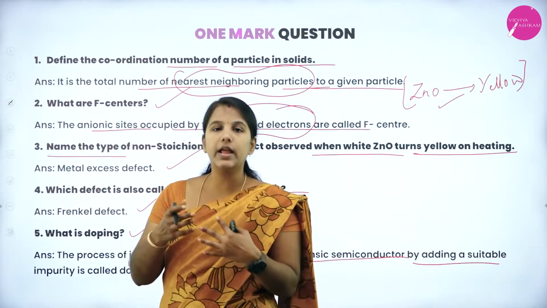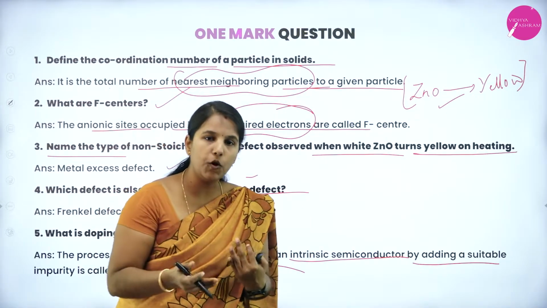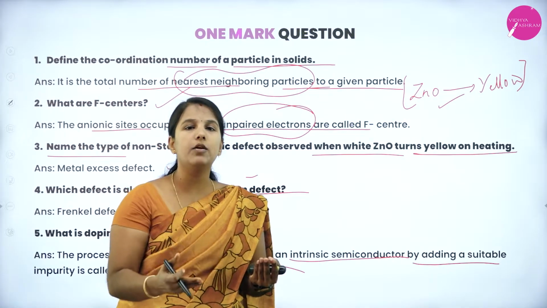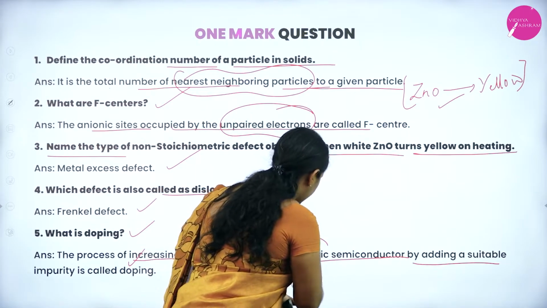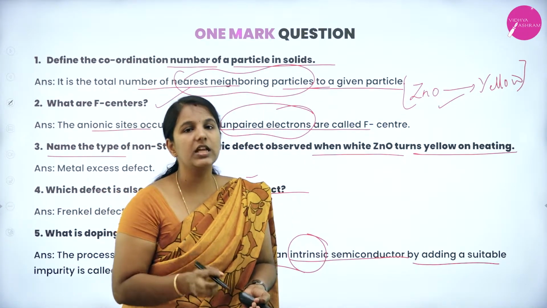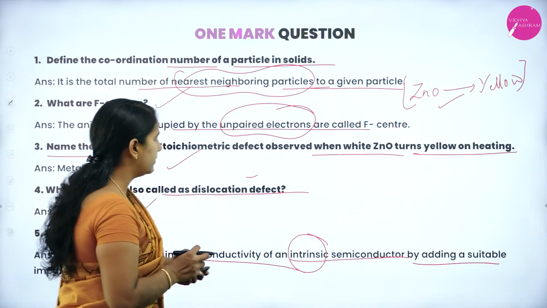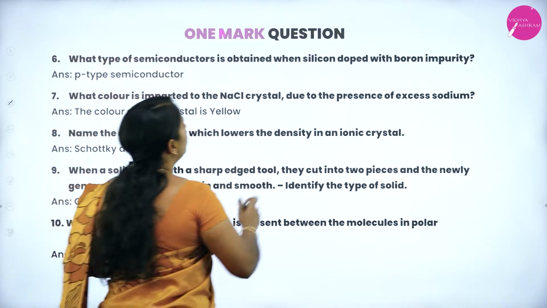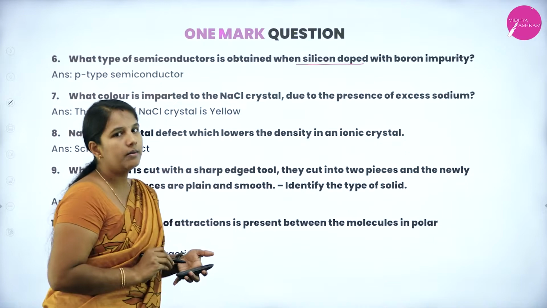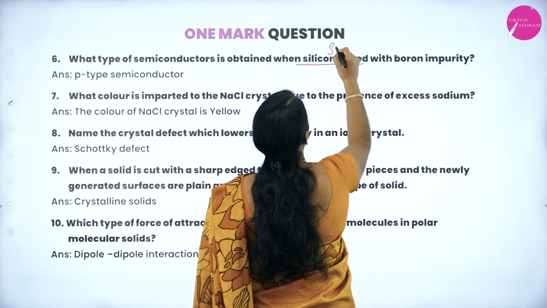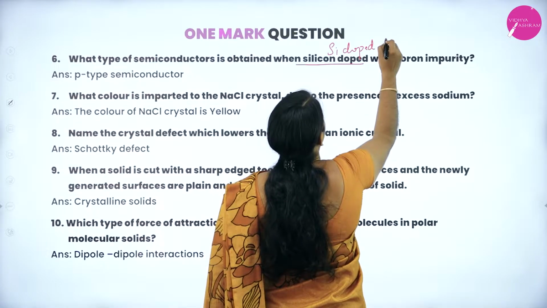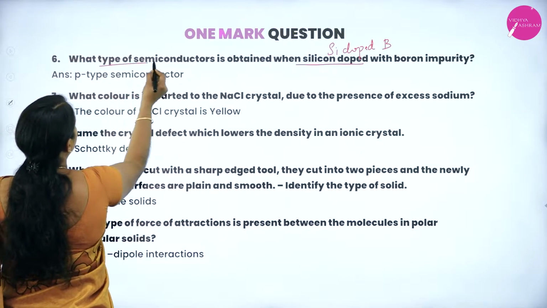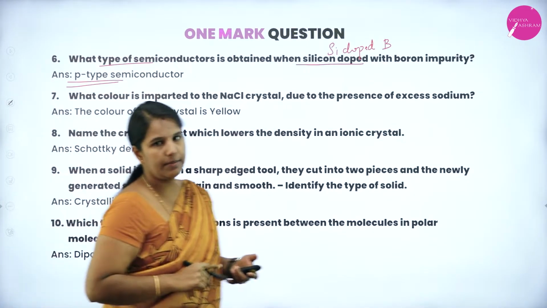Whenever you take any semiconductor, if you want to improve its conductivity, you add some impurities. This process of adding impurities to an intrinsic semiconductor we call doping. Next, what type of semiconductor is obtained when silicon is doped with boron impurity? Such semiconductors are P type semiconductors.